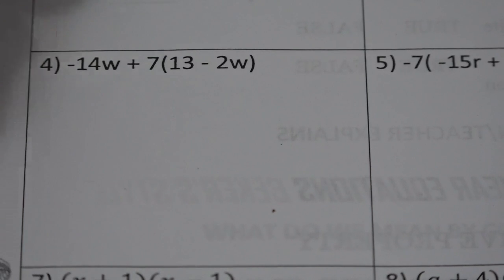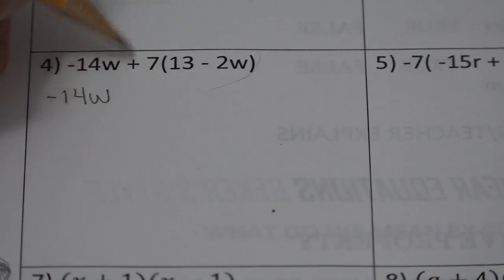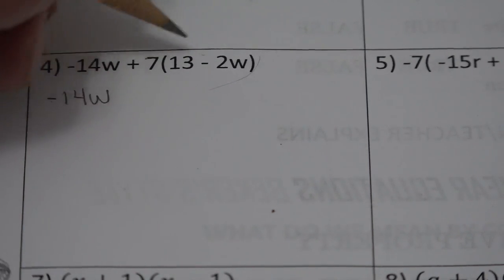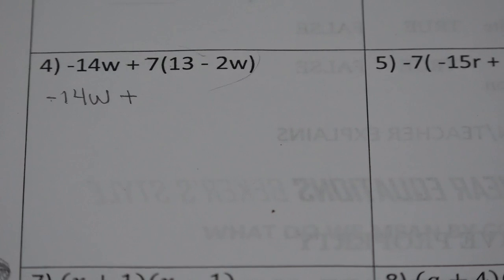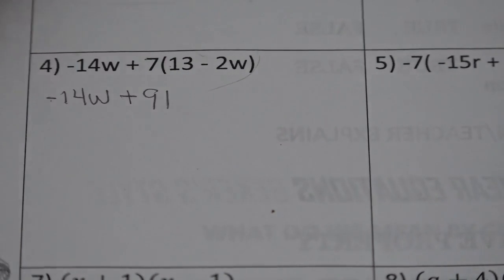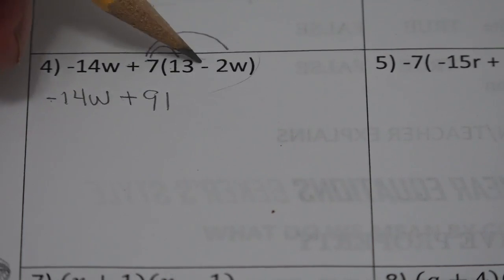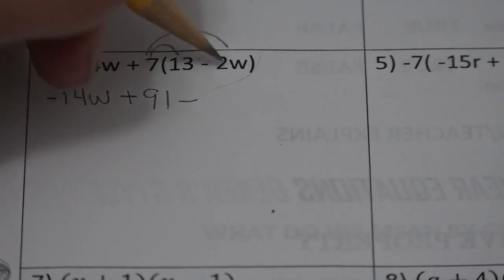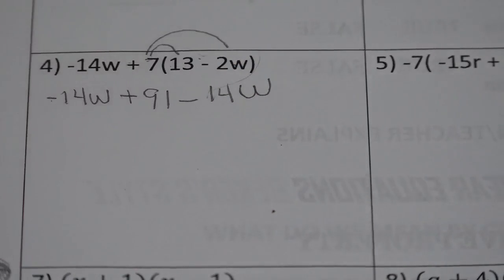All right, so here, negative 14w has nothing to do with this expression right here. The 7 is the one that is multiplying it. So let's see, positive times positive, positive. 7 times 13 is what? Very good, 91. And then again, I multiplied here, now I gotta multiply over here. So positive times negative is negative. 7 times 2 is 14. 14 what? 14w, because you have the w right here.